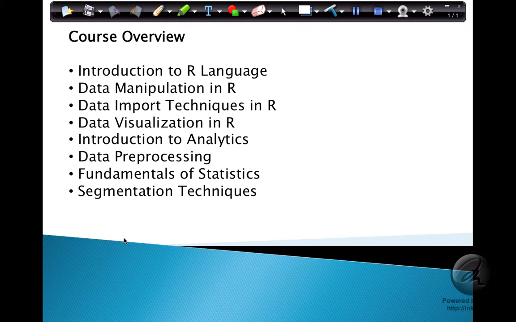ODBC, as I've already stated, SQL queries, one of the best ways to query your database and then fetch the results in R, and web scraping, okay? Data visualization in R.